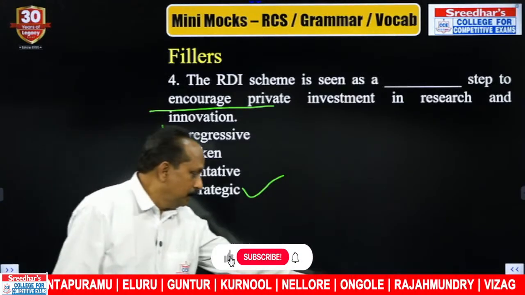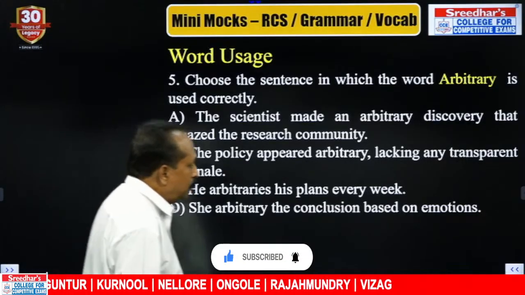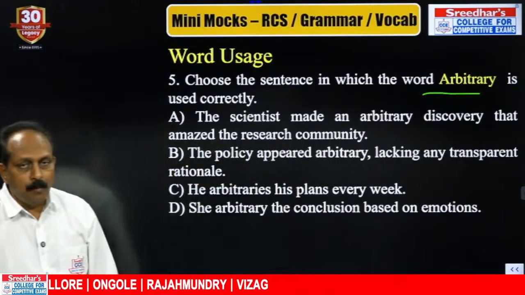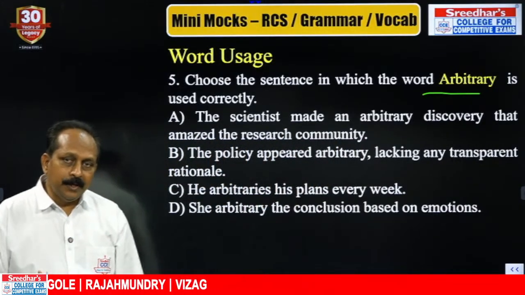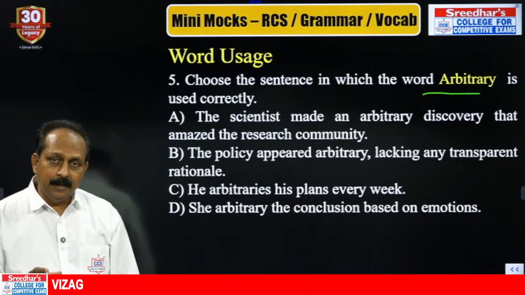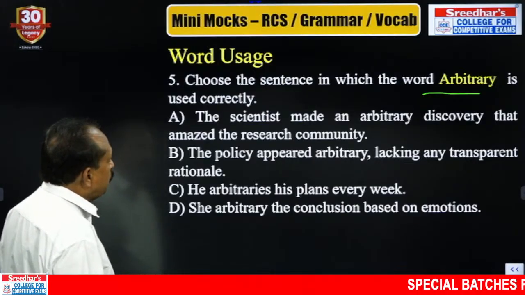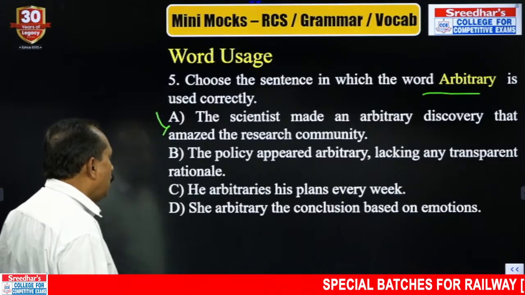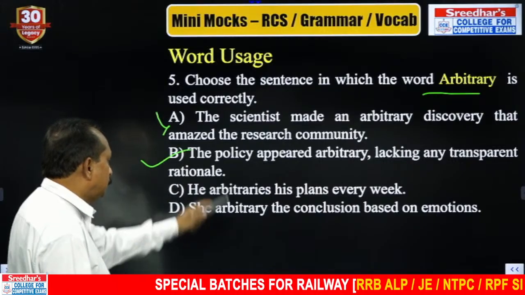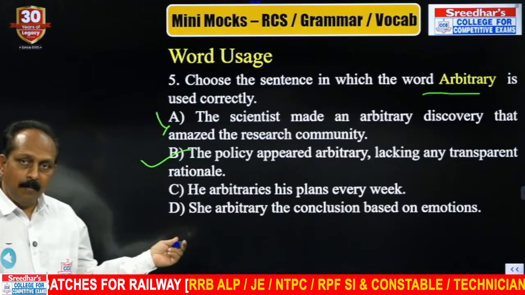Very good. The next one, word usage. What is the word here? Arbitrary. Arbitrary means what? Take a decision spontaneously, based on emotions, based on whims and fancies, not based on reasoning, not based on rationality. The scientist made an arbitrary discovery? No. The policy appeared arbitrary, lacking any transparent rationale. Answer is B. You don't have to go beyond. What is the question number? 5.